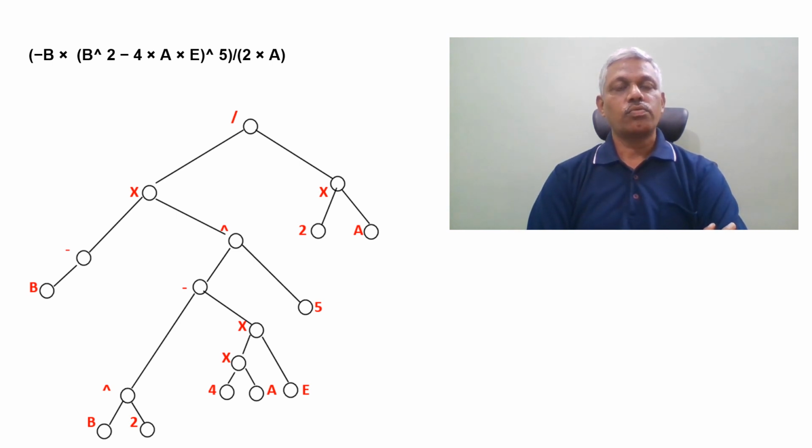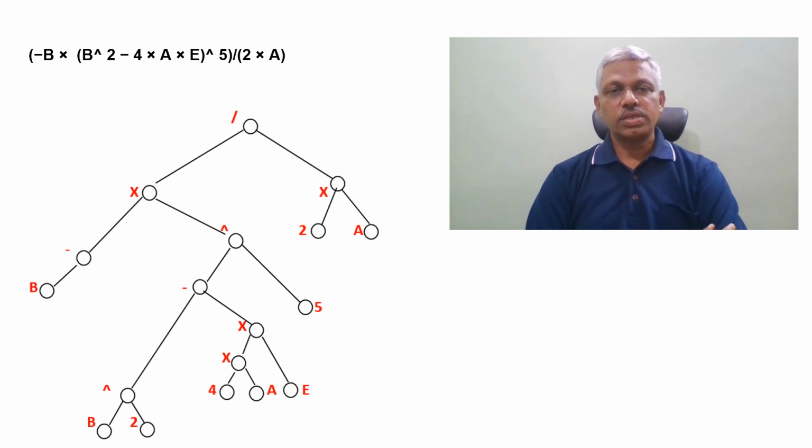Then followed by exponentiation with 5, so 5 is taken as a leaf node and one more parent level is added with exponentiation. That completes the operation inside the bracket. Multiplied with minus b, so minus is a unary operator here, so minus is directly operated on b, which is again multiplied with the output of the previously constructed subtree. So multiplication of this minus b with the subtree is done with multiplication as a parent node.